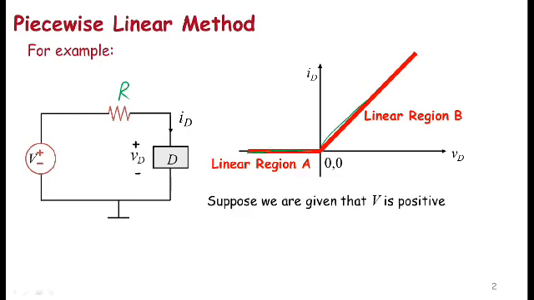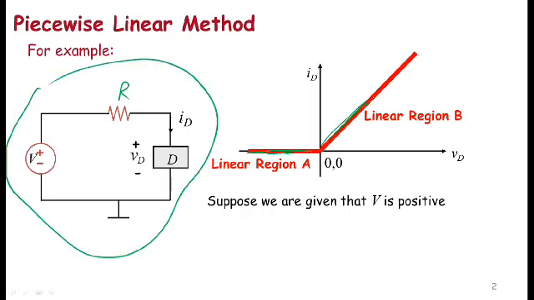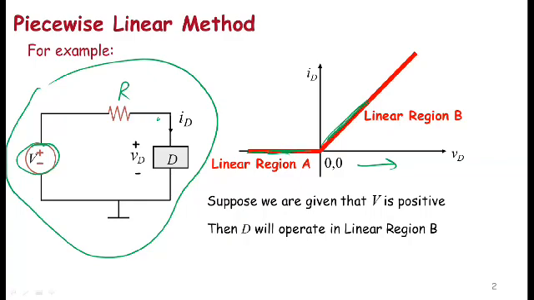What I'm trying to do here is figure out, for this circuit, which of these two elements apply, whether it's region A or region B. Now, supposing we are given that V is positive. If V is positive, what does that mean? I have two segments here. One of them is an open circuit, one of them is a resistor. So if V is positive, then I'm going to have a positive voltage here, and I'm going to be in the right-hand part of this figure, and so linear region B will apply. So if V is positive, then D will operate in linear region B.